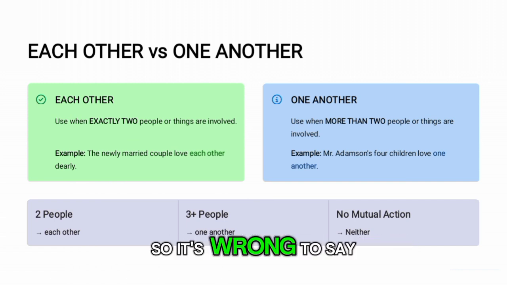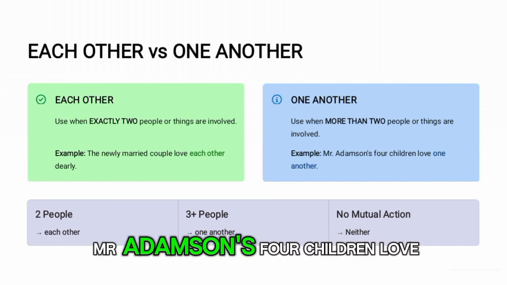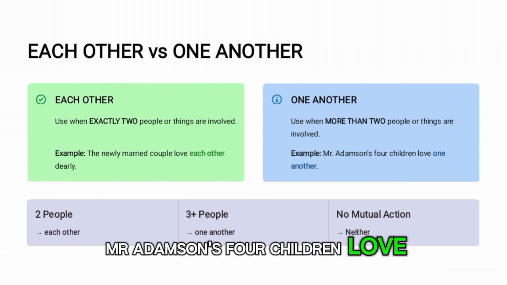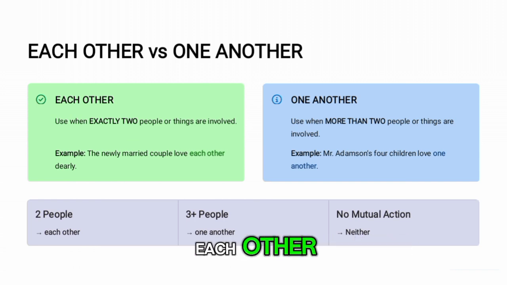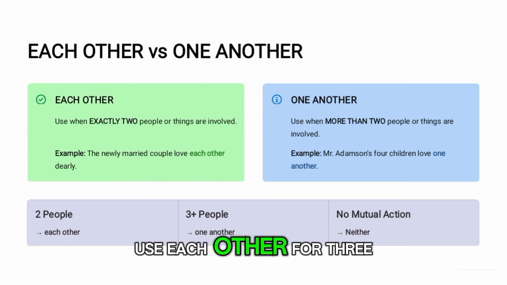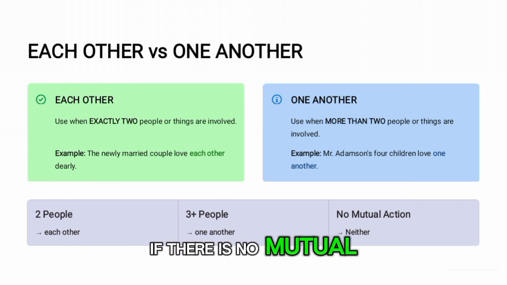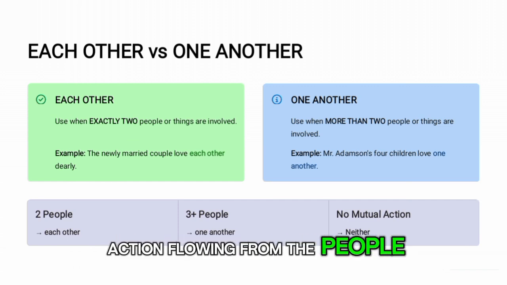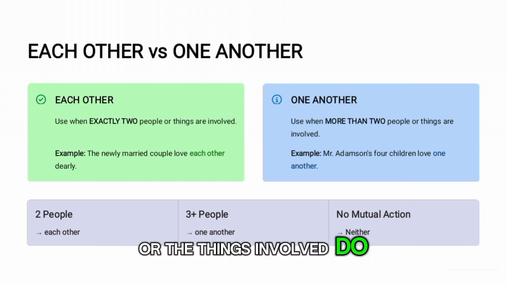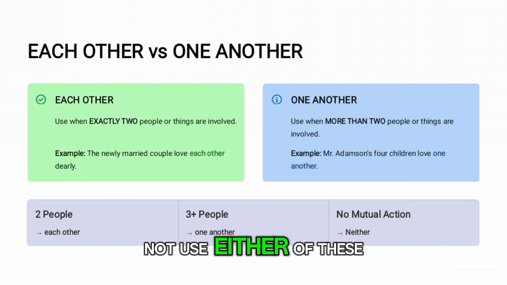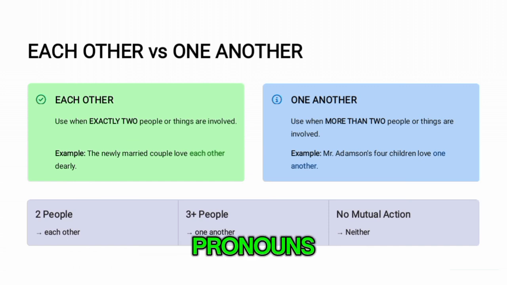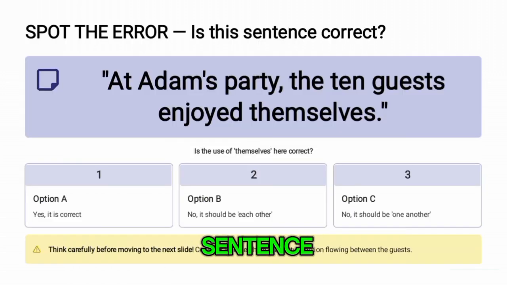So it's wrong to say Mr. Adams's 4 children love each other. Don't forget that for 2 people, use each other. For 3 or more people or things, use one another. If there is no mutual action flowing from the people involved or the things involved, do not use either of these pronouns. Spot the error in this sentence.